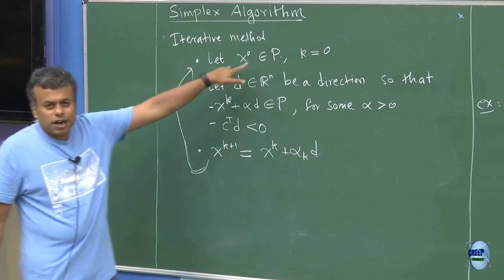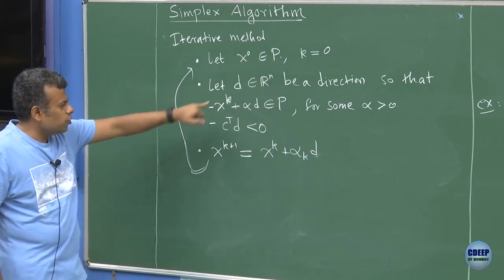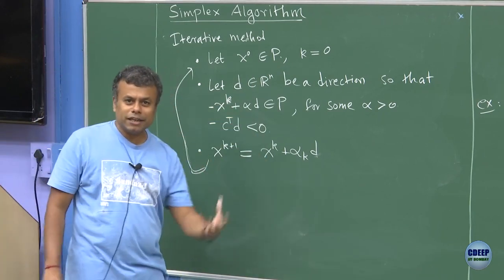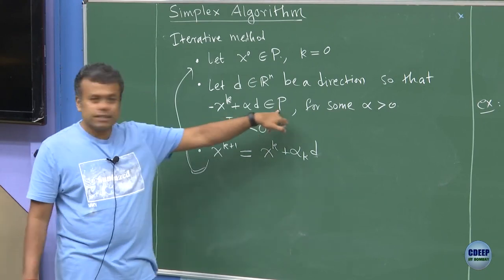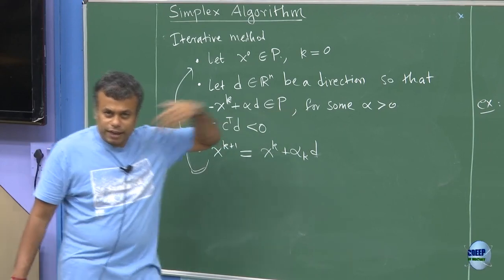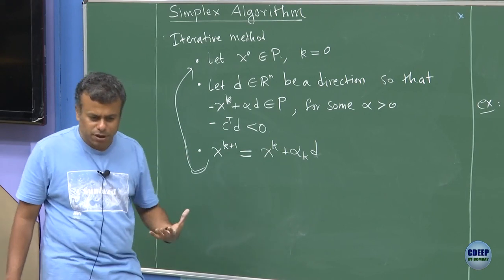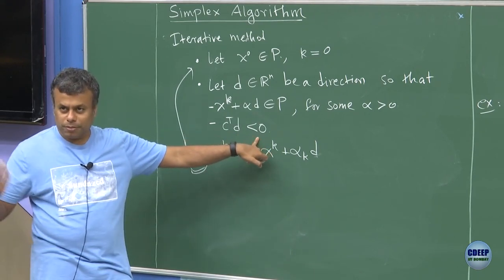So you're going to start at a point in the polyhedron, and then you're going to look at a direction along which I can move and still remain in the polyhedron, right? So x^k plus alpha d still belongs to the polyhedron. So I can take some non-zero step and still remain feasible. But I also want the objective value to go down because I want a minimum, right?